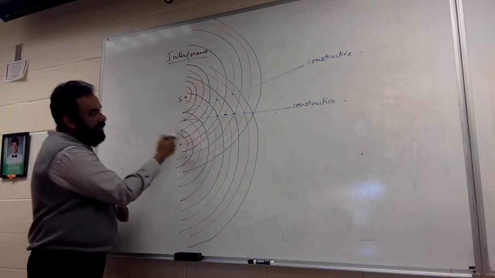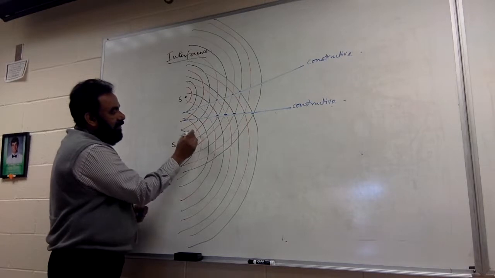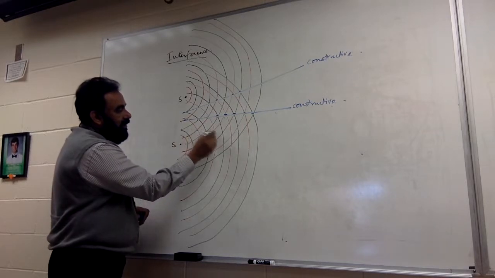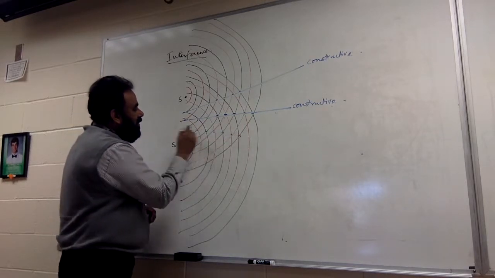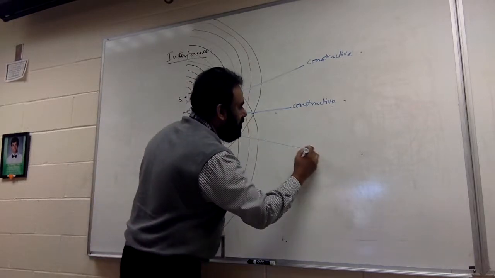And look at this way. Black and black, red and red, black and black, red and red. That's also a line of constructive.